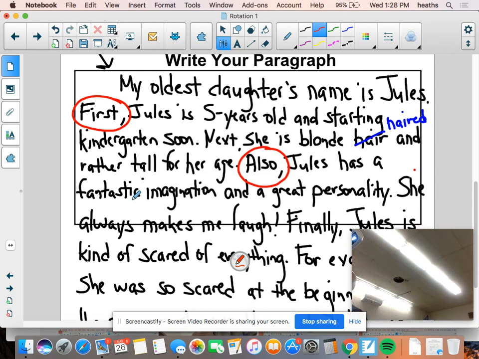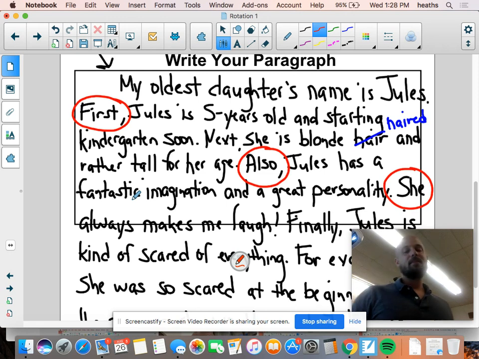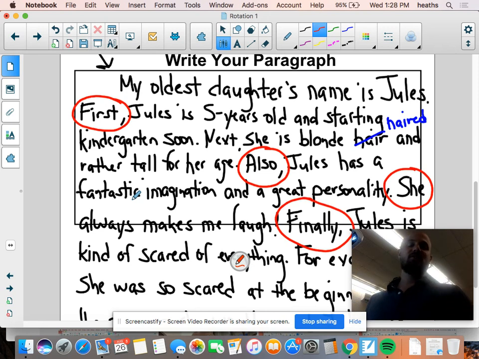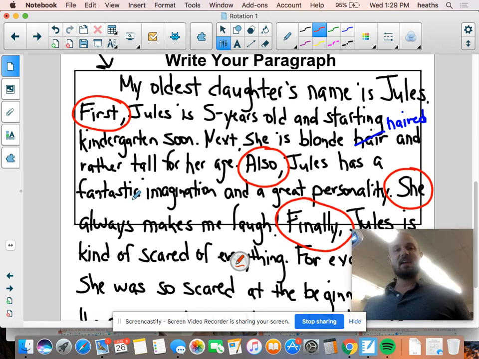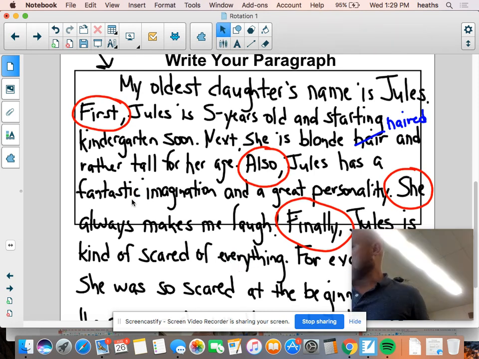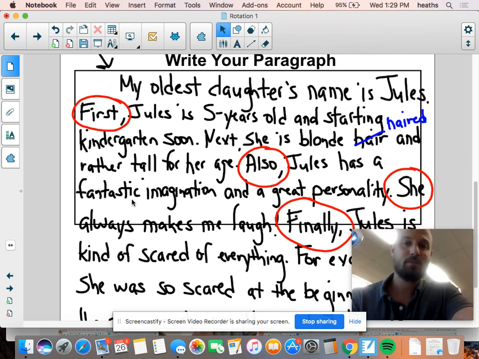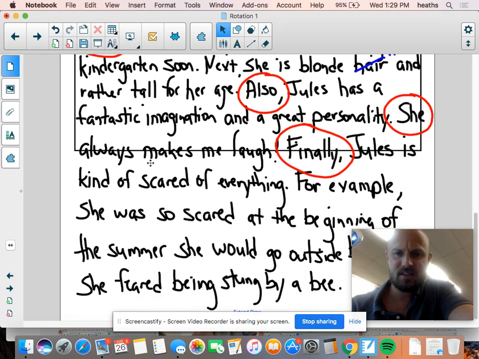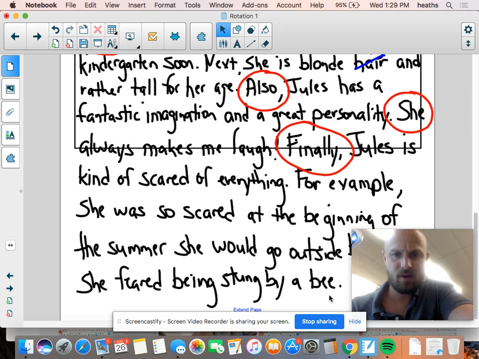Later in the paragraph, I use the word she rather than using Jules. And then my last thought about her being scared, I used the transition word finally. Okay, so vary your sentence beginnings. I know I didn't put that in your checklist, but I think that's really important. So just keep that in mind when you're writing your paragraphs. I hope this didn't get too lengthy, but I wanted to just really be nice and detailed about our first writing prompt. So if you have questions, please let me know.